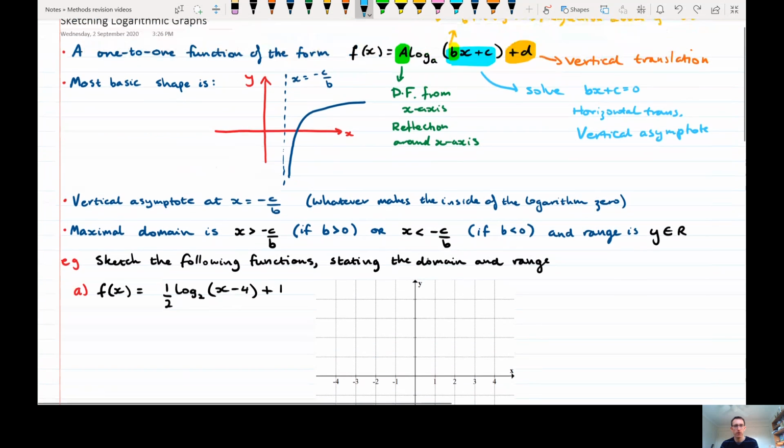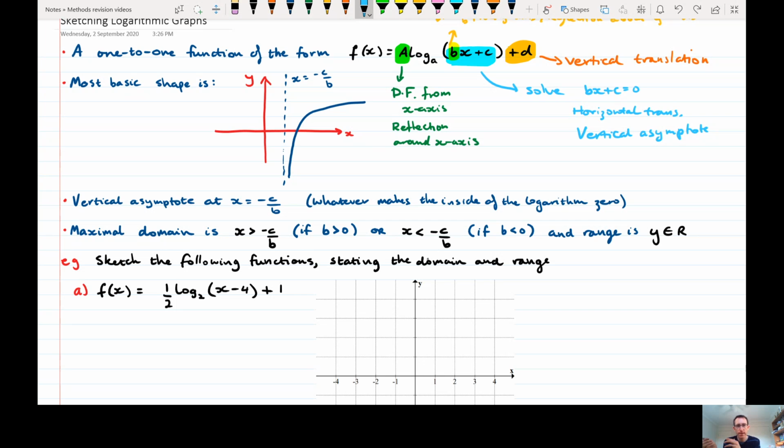The maximum domain is always one side or the other. We're not dealing with modulus signs here. The way I'm speaking at the moment, I'm dealing with logarithm graphs with a linear term inside the logarithm. I guess that's important to note because it can be different with other things in there. But with a linear term inside the logarithm, we can only have one side of the asymptote unless we have absolute value signs, which is not in the course we're looking at.